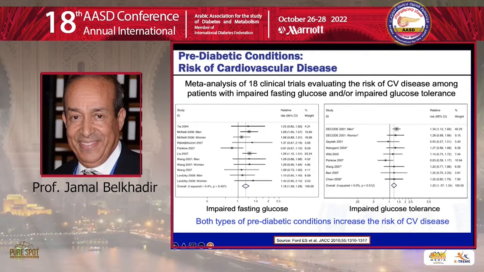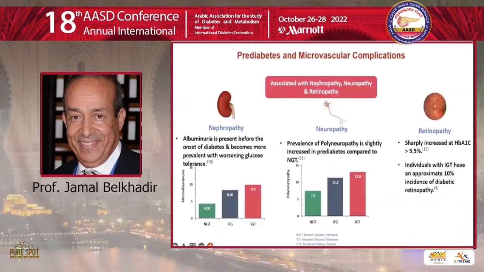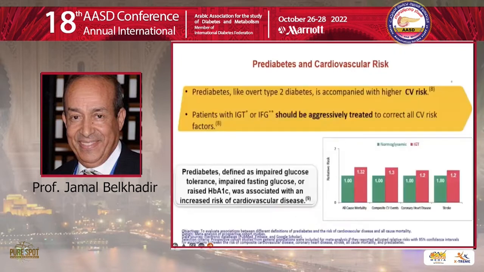In this meta-analysis with 18 studies, both types of pre-diabetes condition, IFG and IGT, increased the risk of cardiovascular disease. Also, pre-diabetes is associated with increased risk of nephropathy, neuropathy, and retinopathy. Persons with IGT have an approximate 10% incidence of diabetic retinopathy. Pre-diabetes, like type 2 diabetes, is accompanied by high cardiovascular risk. Patients with IGT and/or IFG should be aggressively treated to correct cardiovascular risk.